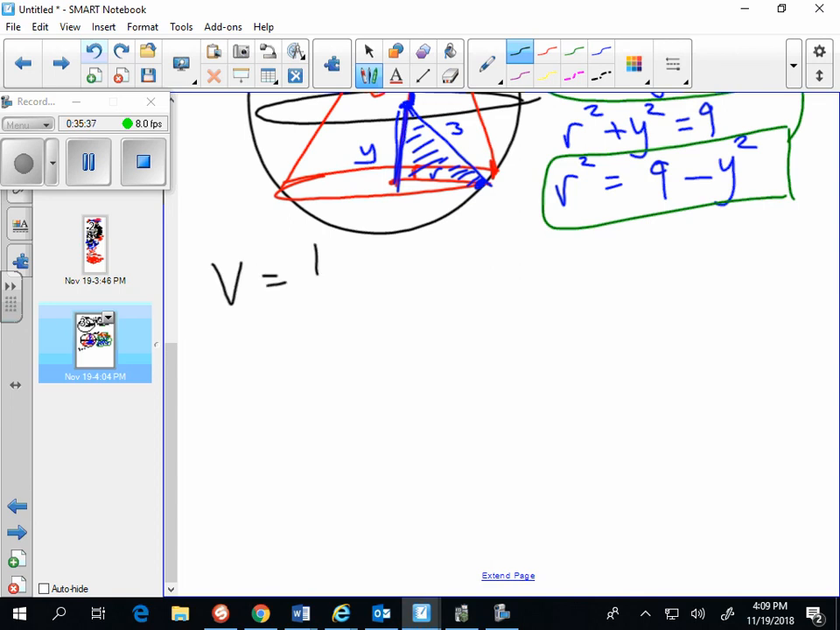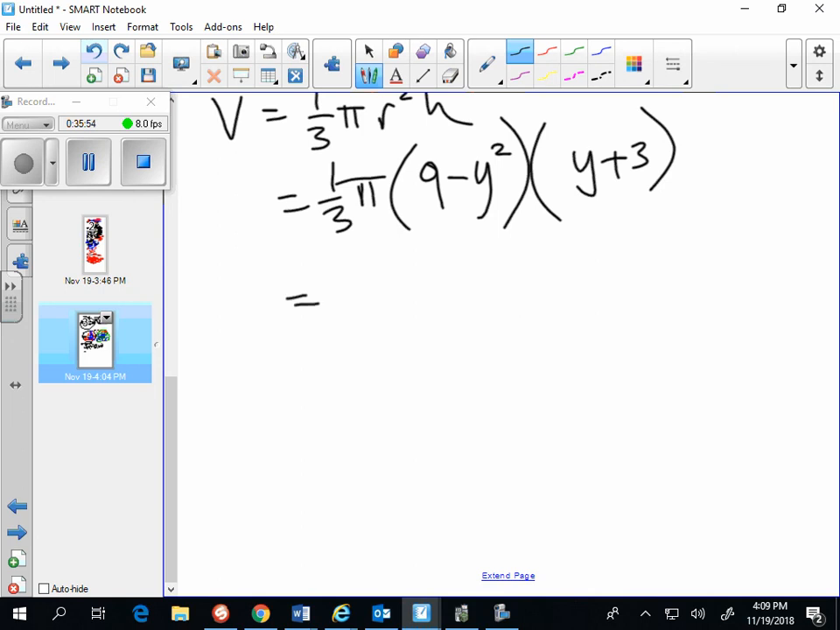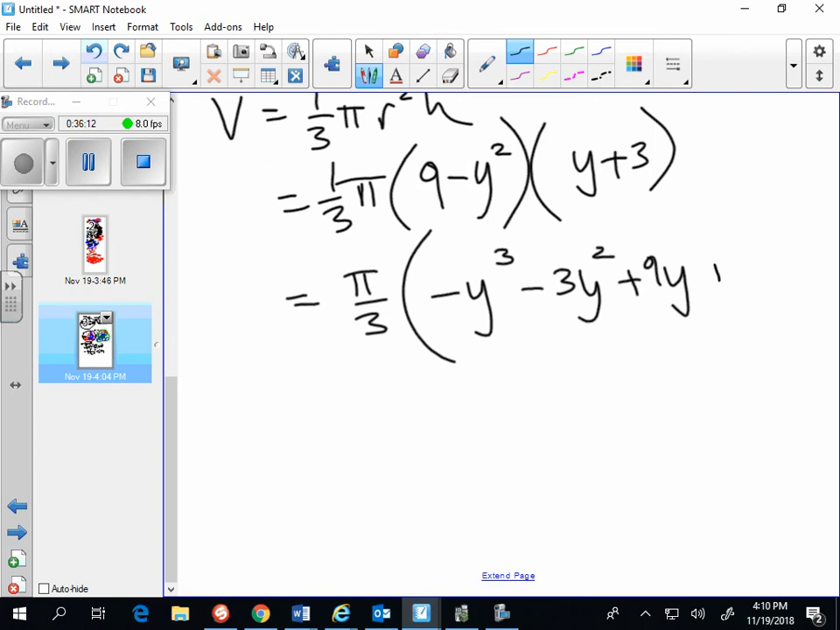We started off with 1/3 pi r squared h. We said that r squared was 9 minus y squared, and we said h was equal to y plus 3. Okay. Grant likes foiling these out, so pi over 3 times negative y to the third minus 3y squared, this times this times that, plus 9y plus 27.